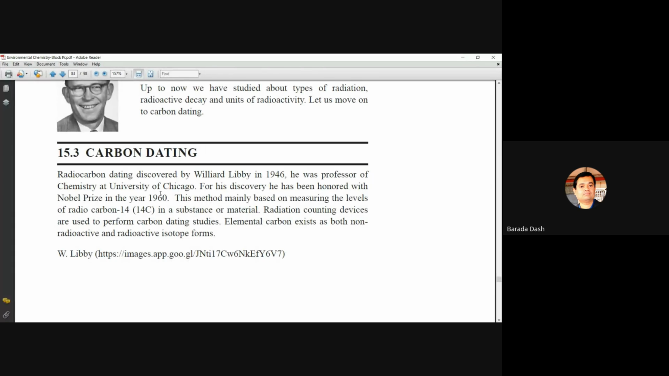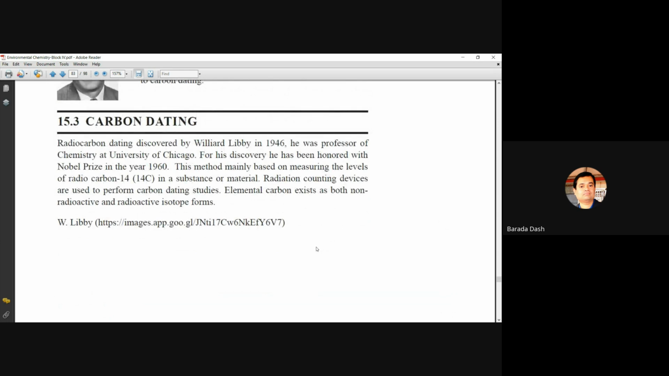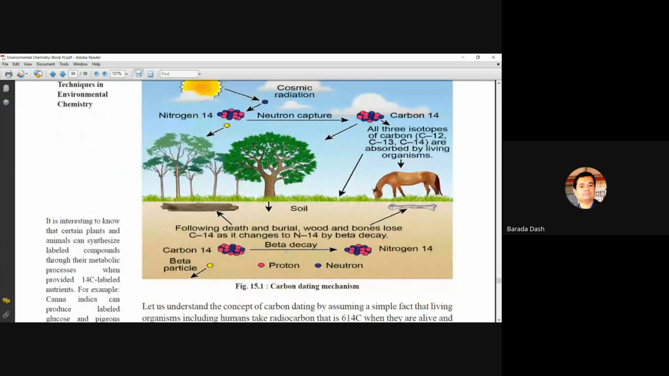This method is mainly based on measuring the level of radiocarbon, carbon 14, in a substance or material. Radiation counting devices are used to perform carbon dating studies. Elemental carbon exists in both non-radioactive and radioactive atoms. Carbon has three isotopes: carbon 12, carbon 13, and carbon 14. Carbon 14 is radioactive and is used for carbon dating. But carbon 12 and 13 are non-radioactive; they are not used for any carbon dating process.